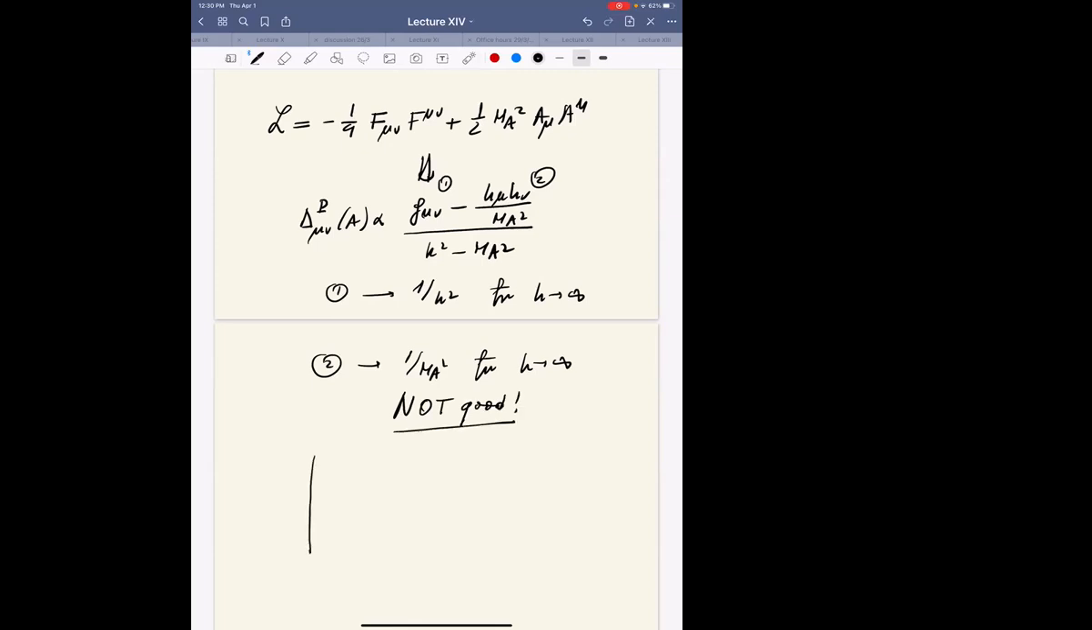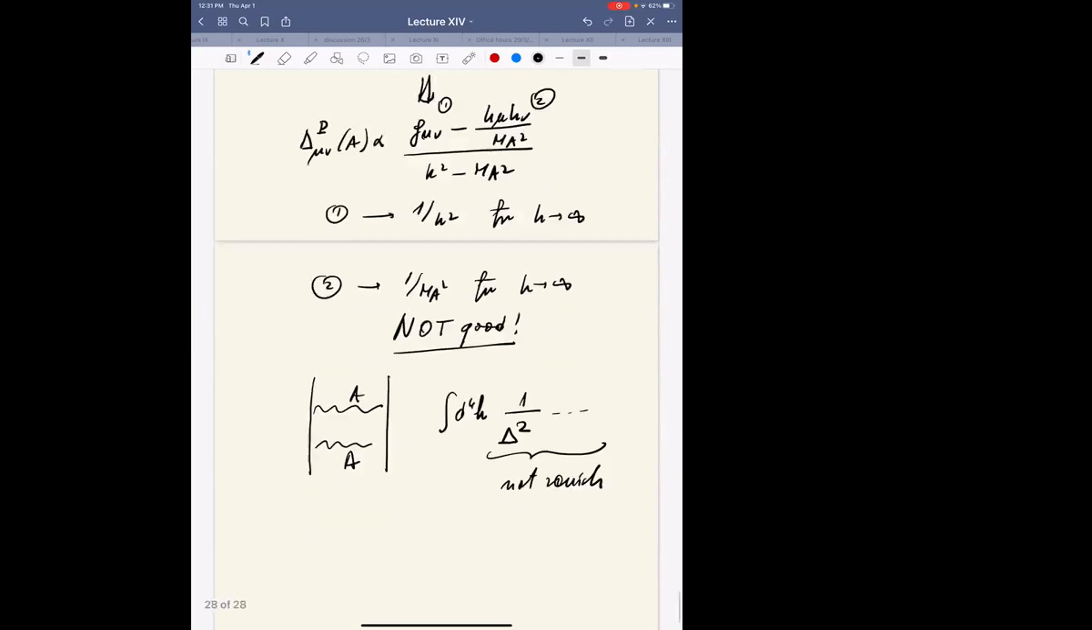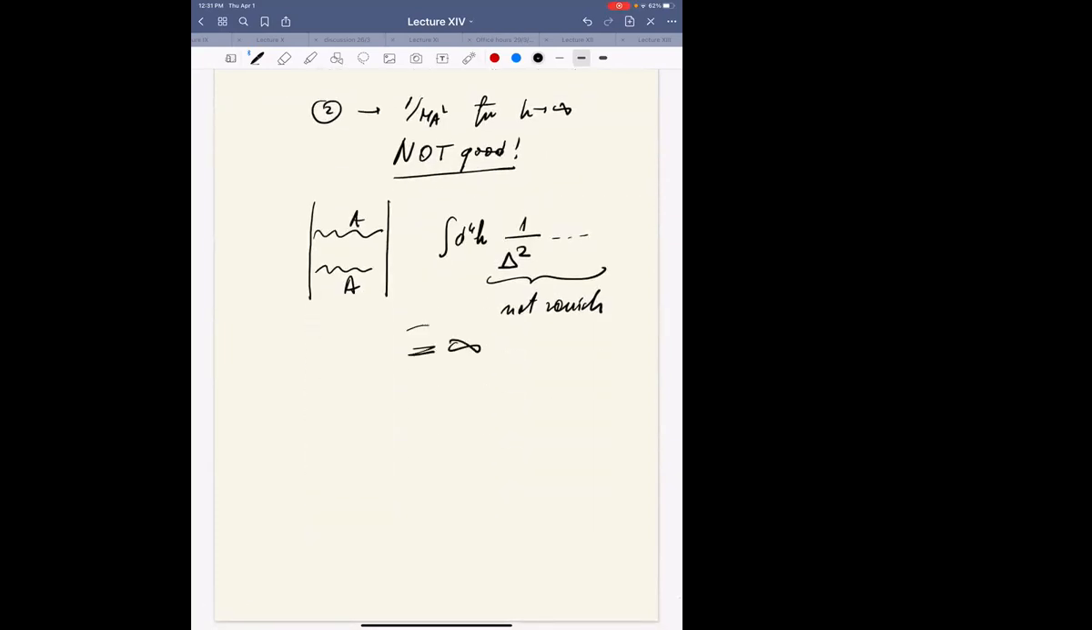So in other words, when you do loops, whatever loops, for example, a typical loop with two gauge fields, I will have to integrate over k, and I will have twice the propagator, and so on. This will not vanish fast enough, so you get infinity. In order to get a finite result, integrals must vanish. So if I want to compute an amplitude, I get an infinity. This is not a good theory. Renormalizable is just a name; good theories we call renormalizable.